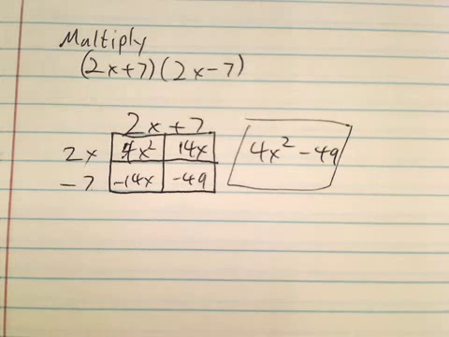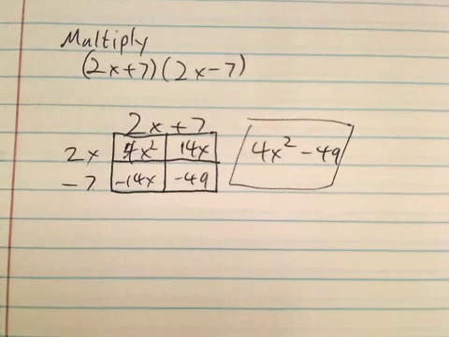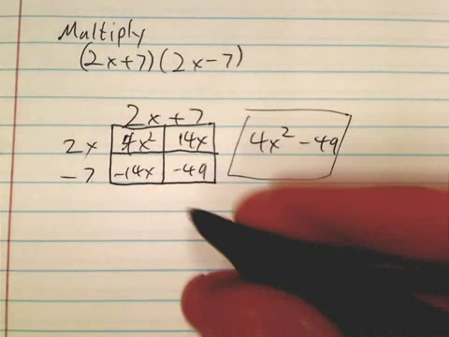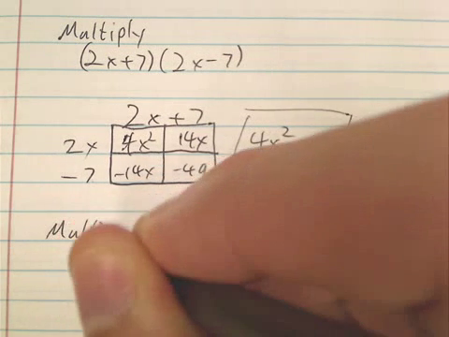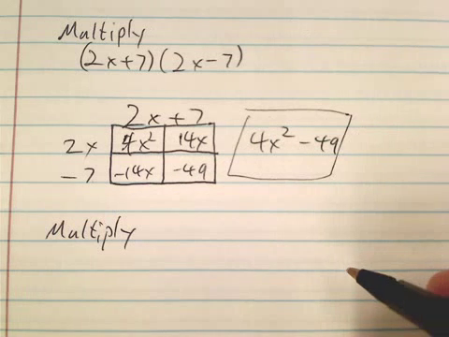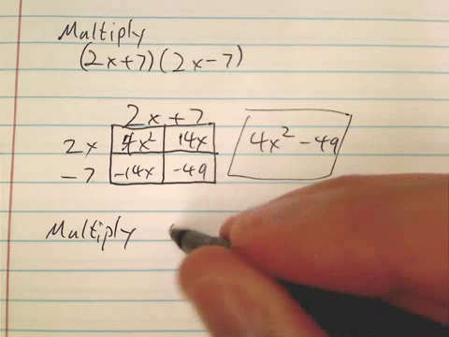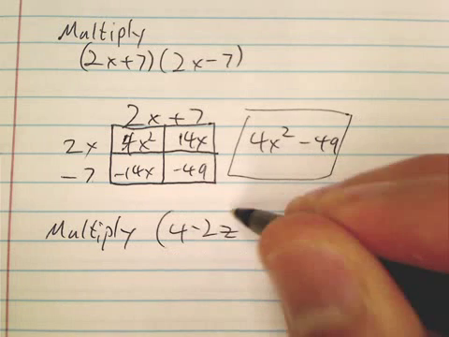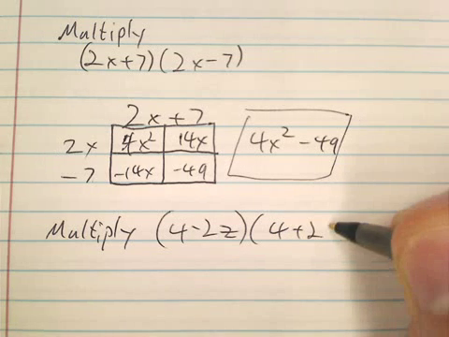So if you have a problem like this, you don't really need to do the grid. So let's do one without the grid. Same instructions, multiply. Let's say 4 minus 2z and 4 plus 2z.